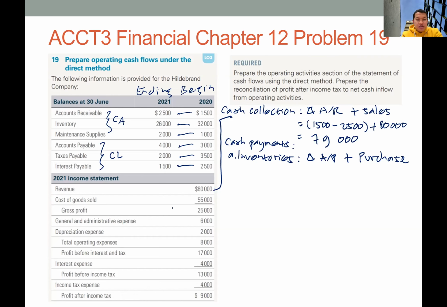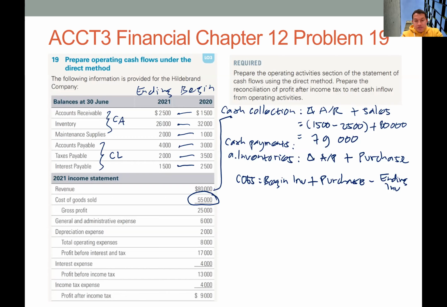The purchase will be inside of this cost of goods sold. So if you remember the formula of cost of goods sold, cost of goods sold is the beginning inventory plus the purchase, and minus the ending inventory. Sometimes we add the transportation costs, but let's assume there's no transportation cost in this case. So it's just simply beginning inventory plus purchase minus ending inventory.